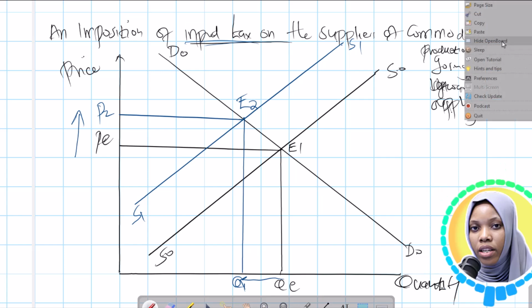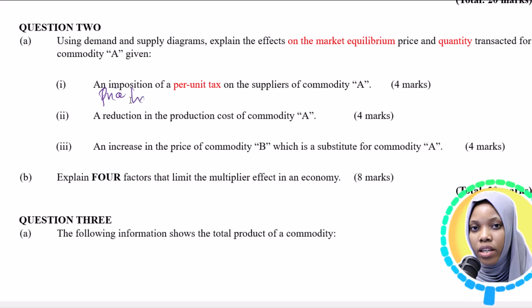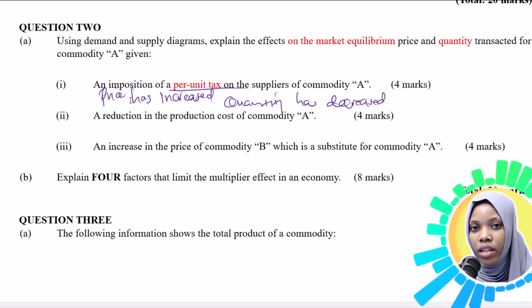Let's go back to our question. So the equilibrium market price, here we have seen that price has increased and the quantity has decreased due to imposition of a per unit tax.